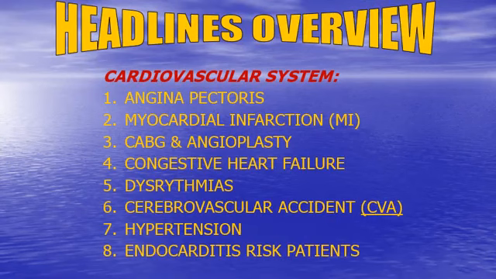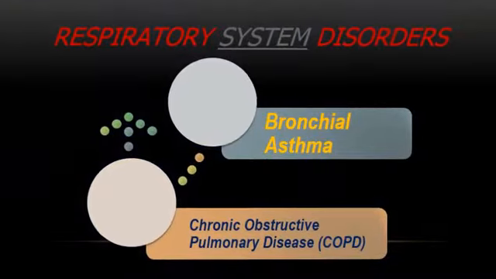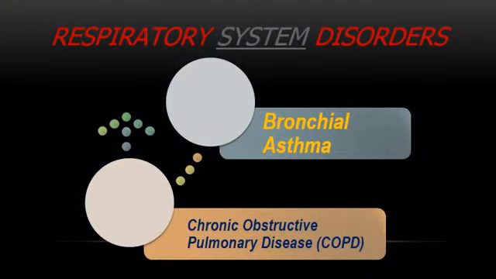Let's come to the cardiovascular system disorders. We are going to discuss angina pectoris, myocardial infarction, the coronary artery bypass graft, CABG, and angioplasty, congestive heart failure, cardiac dysrhythmias, cerebrovascular accident, hypertension, and the endocarditis risk patients. On the respiratory system disorders, we are going to discuss two main topics, the bronchial asthma and chronic obstructive pulmonary disease, the COPD. And of course, don't mix it with the Colorado Police Department, please.